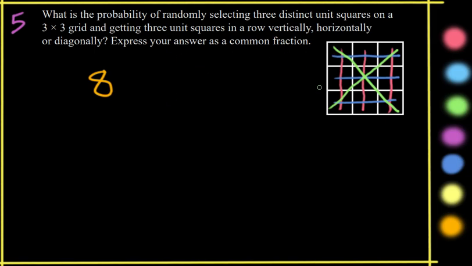There's 8 ways that the person who's selecting these can get 3 in a row. And how many ways are there total to pick 3 of these 9? Well, that's just 9 choose 3. So if we look at this probability, we've got 8 divided by 9 choose 3.